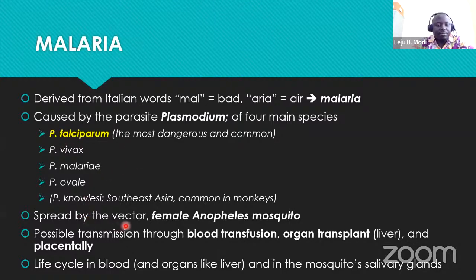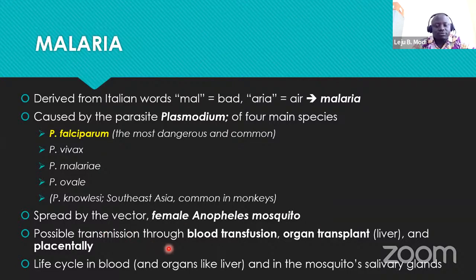The Plasmodium parasite is spread by the female Anopheles mosquito. The female Anopheles mosquito mostly feeds on blood for reproduction purposes. So when it carries the parasite in its saliva and sucks blood from a human being who doesn't have the parasite, it tends to transmit the parasite in that process of sucking blood.